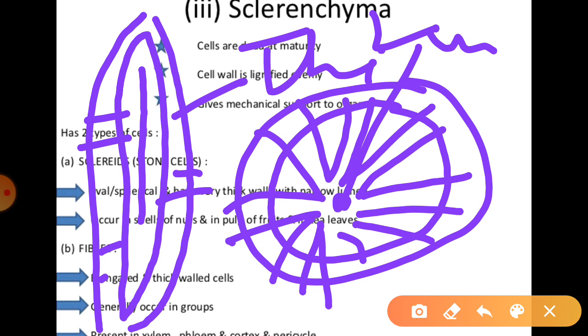As we are talking about the fibers, as I told you, they are thick walled, elongated and pointed cells. These are the pointed cells over there, right? They generally occur in groups in various parts of the plants, so this way they are capable of doing such work.